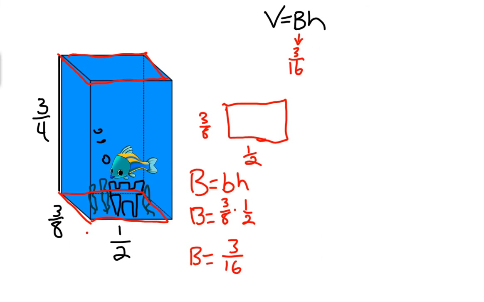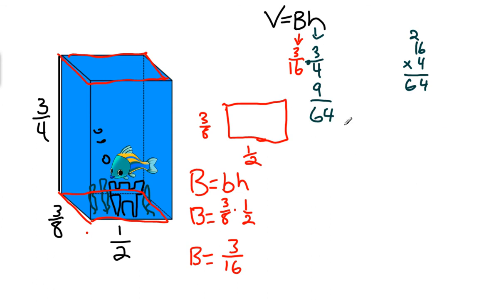Okay, 3/4 is the height. So we're going to fill in height is 3/4. Again, we're just multiplying. So we're going to go straight across. So 3 times 3 is 9. 16 times 4. If you don't know it, you can work it out. If you do know it, you would know the answer by now. This is 64.